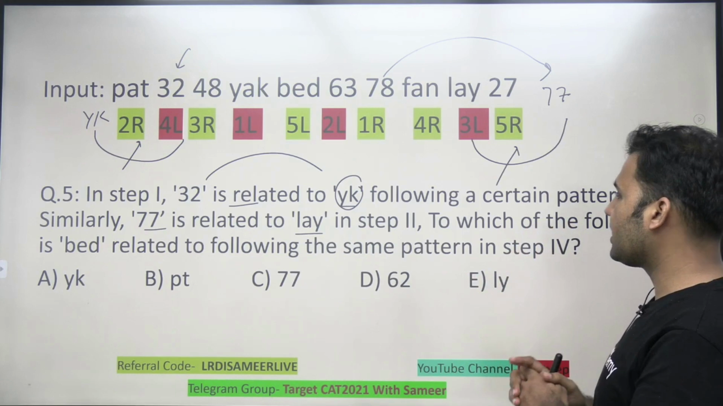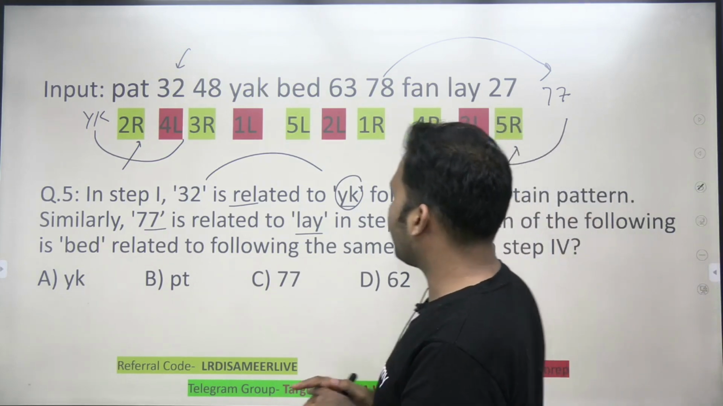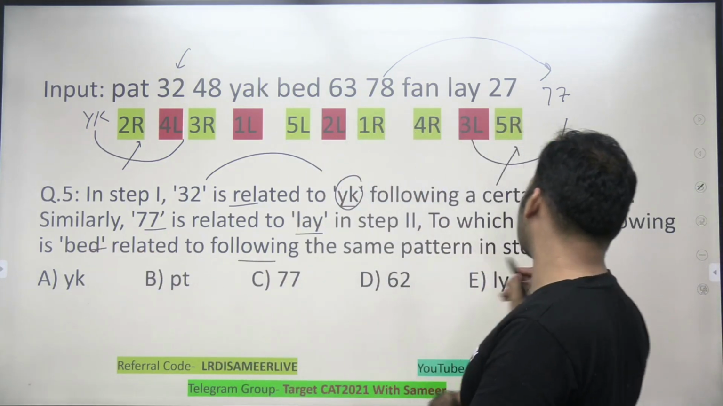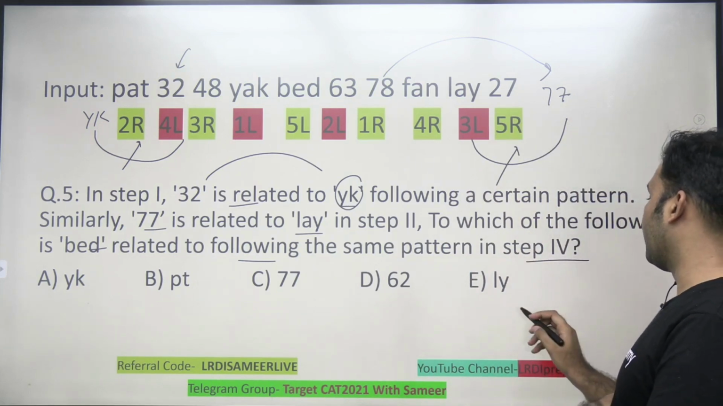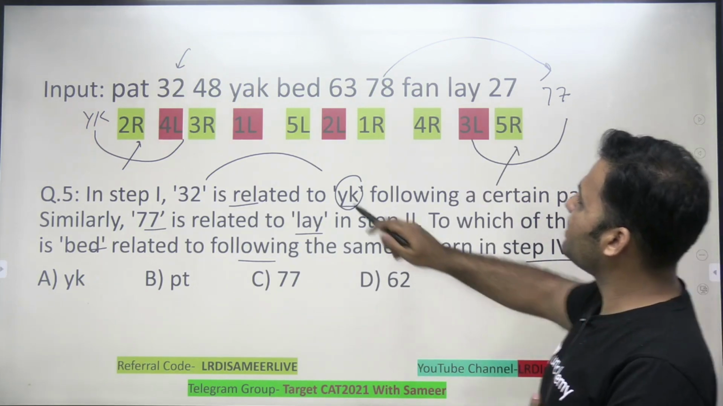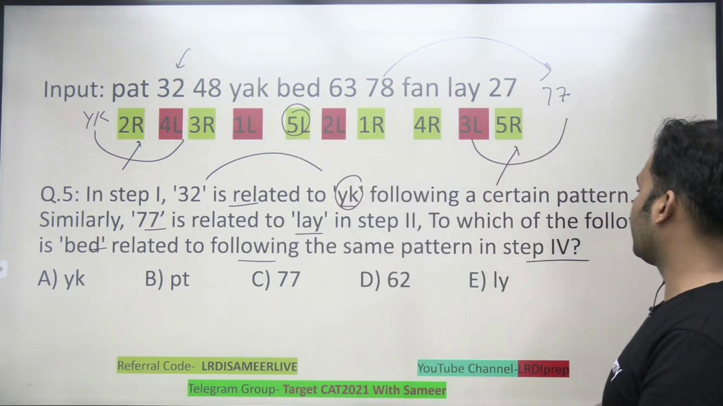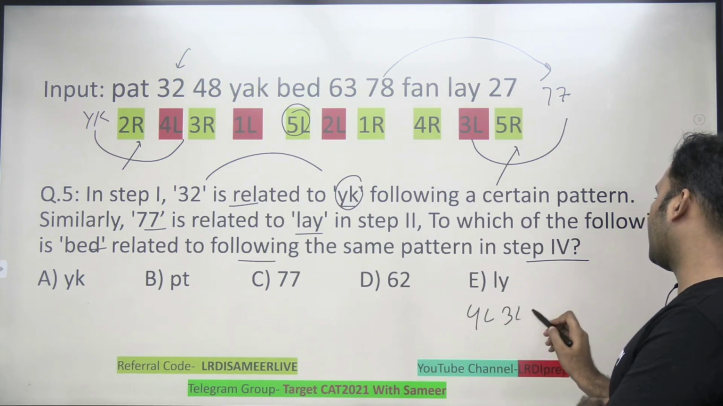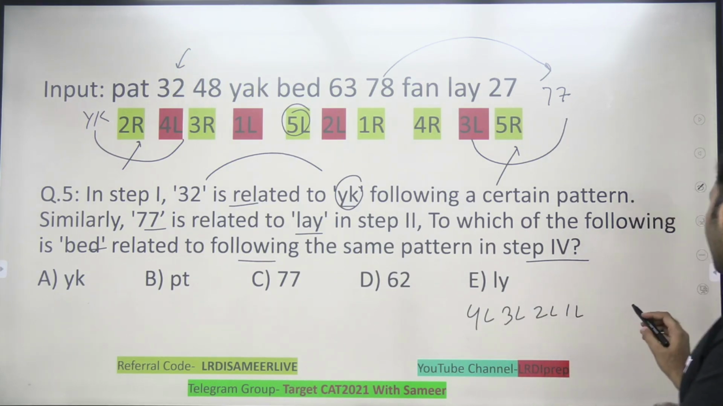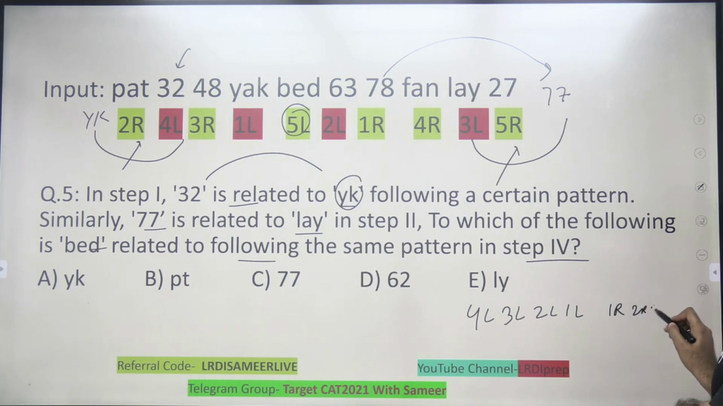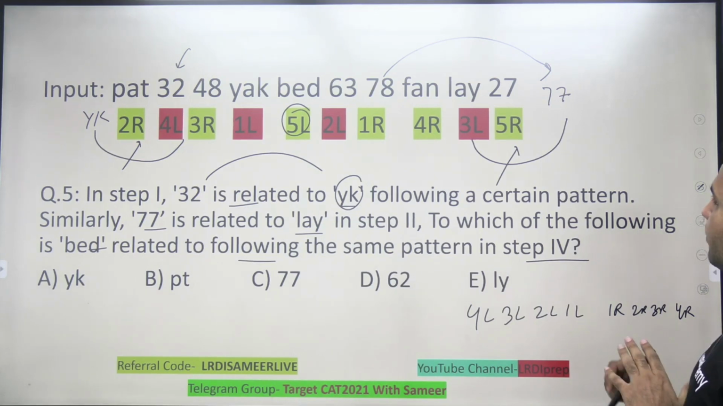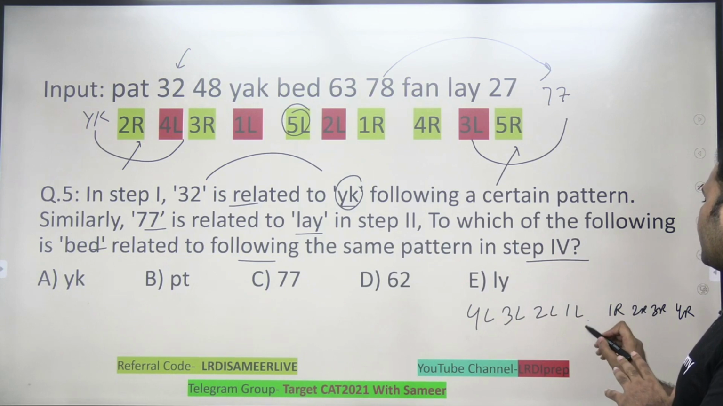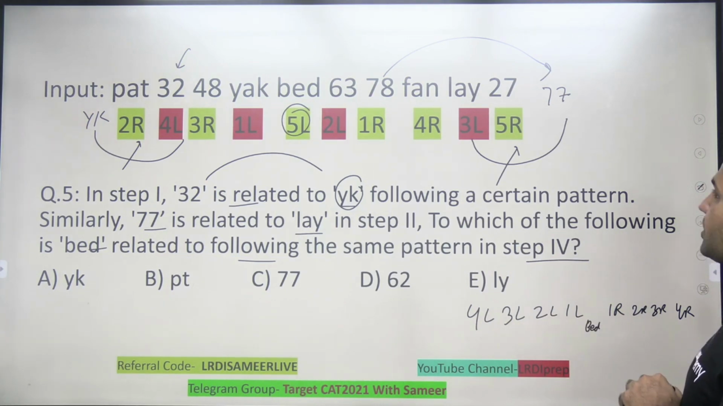Now, using the same relation, I'm supposed to tell which of the following is related to bed in the same pattern in step 4. So if you talk about step 4, the word bed is 5L. In step 4, it will not be positioned. So we will have 4L, 3L, 2L, 1L, and then 1R, 2R, 3R, and 4R in step 4. And the word bed will be coming after 1L. This is where the bed will be positioned.